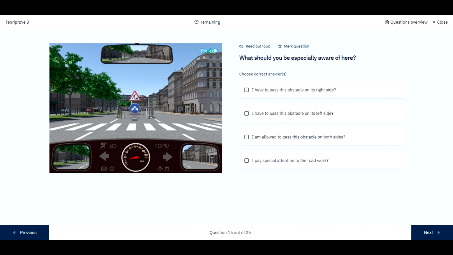How will you answer? I have to pass this obstacle on its right side. I have to pass this obstacle on its left side. I am allowed to pass this obstacle on both sides. I pay special attention to the road work. The correct answers will be 3 and 4. The warning board shows that you must pay particular attention to roadworks, and the board below shows optional passage, so you are free to choose whether you want to pass the obstacle left or right.